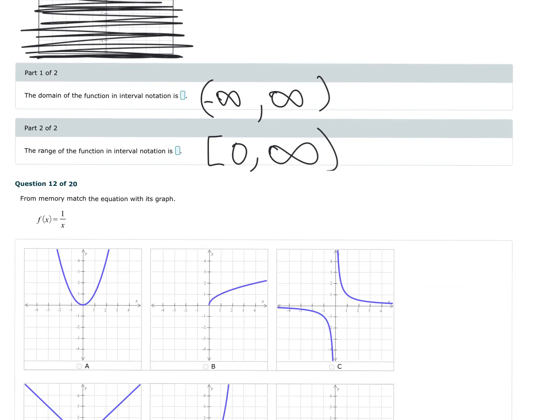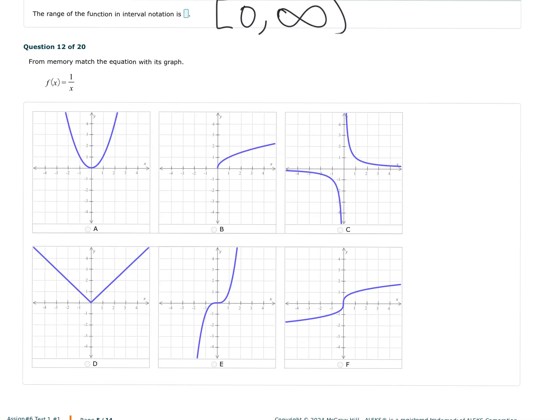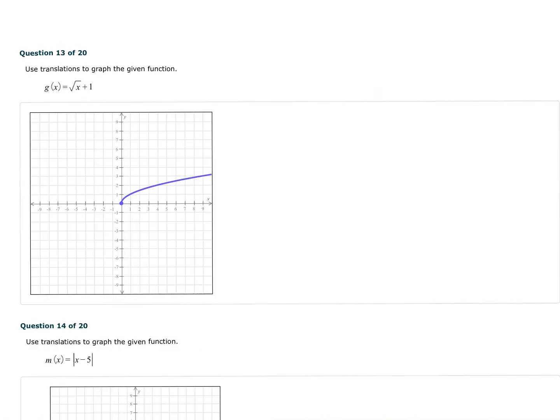Okay, from memory, match the equation with this graph. So this is just part of 6.1 where you have a plethora of graphs that you should have memorized. So 1 over x is actually this one. You might get 1 over x, or you might get x squared, or you might get the square root of x. And so it's important that you have those graphs memorized, or if you get to use a reference sheet, you write them on your reference sheet.